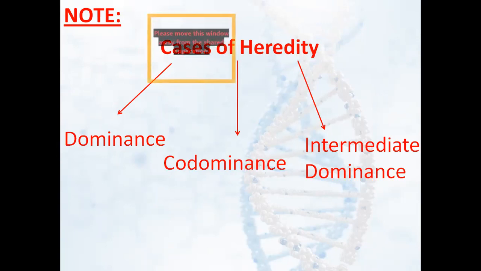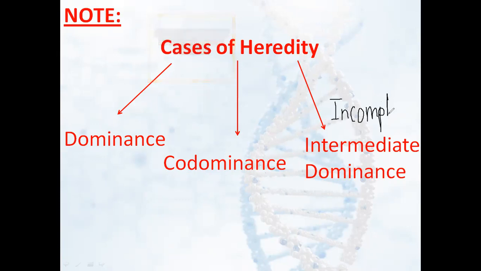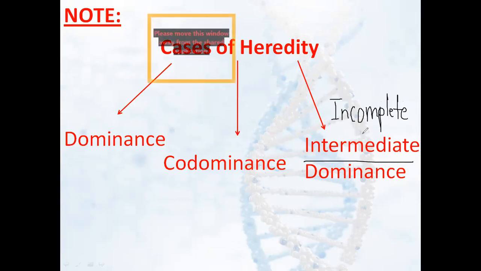Cases of heredity, we have three cases. First case, when we have an allele which is dominant over the other. This is called dominance. Second, intermediate dominance, or sometimes they call it incomplete dominance. What do we mean by this? When we cross a red flower with a white, all the flowers are pink. So the color is intermediate, in the middle between the red and the white. It's pink. So this is called incomplete dominance.